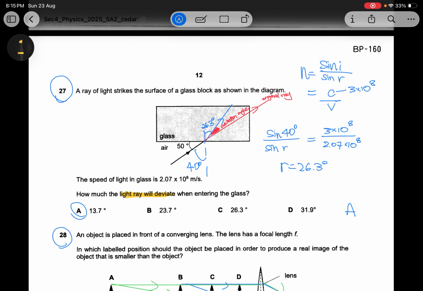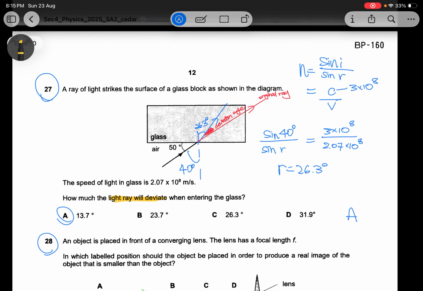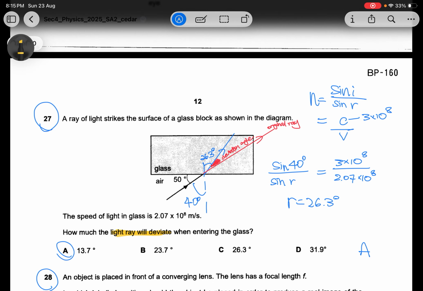Okay, so let's go through Cedar's remaining MCQs. We'll go through only the selected questions where you guys have gotten wrong. So question 27 is testing you about light.